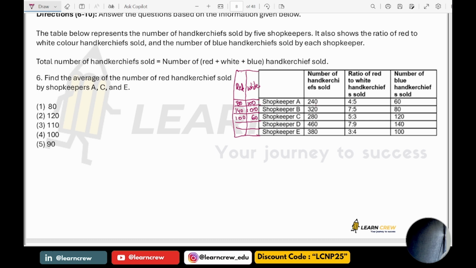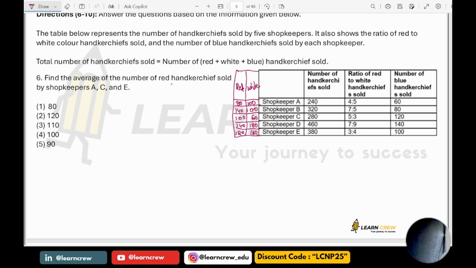So 460 minus 140, 320. Each 16 parts, 320, each part 20. So it is 140. It is 180. 380 minus 100, 280. 280, 7 parts, each part 40. So it is 120. It is 160. This is what we have.